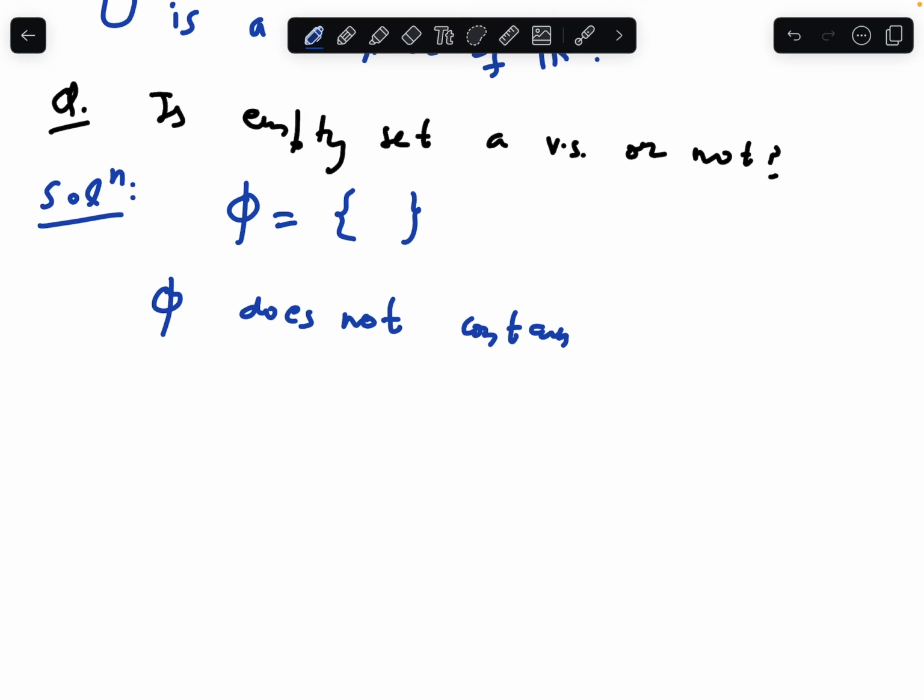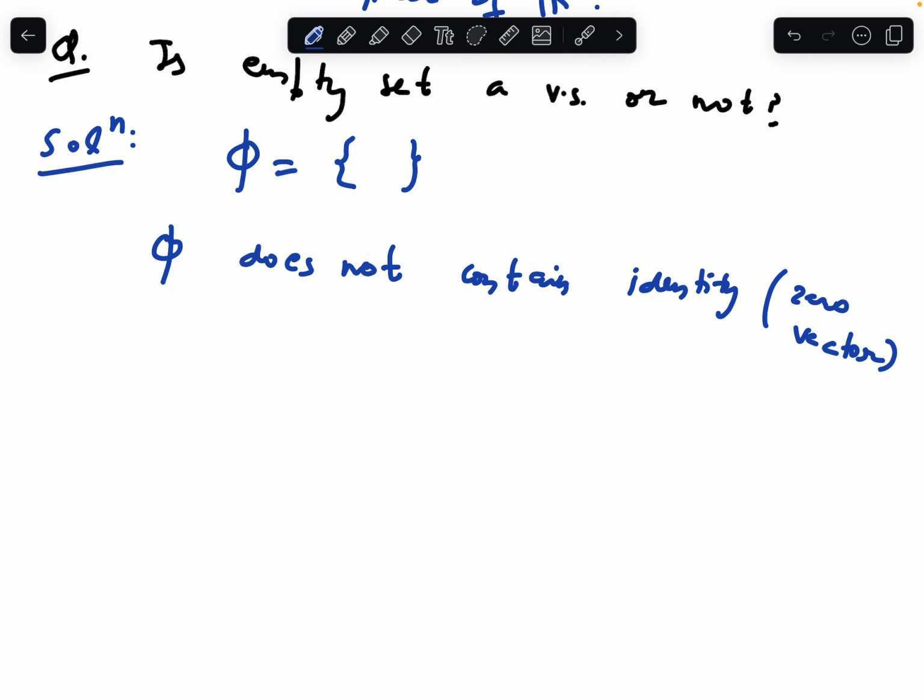the identity element, that is the zero vector. It doesn't contain the zero vector, but we know that a vector space must contain the zero vector. An empty set does not contain that zero vector. Why? Because the empty set does not contain anything. The empty set is empty. So it doesn't contain the identity. Therefore, it is not a vector space.